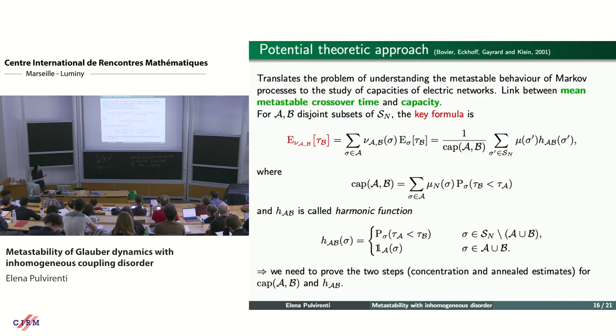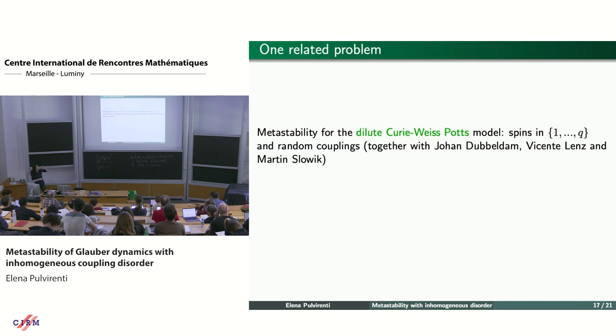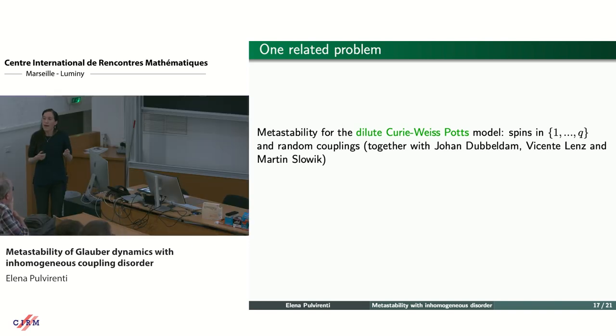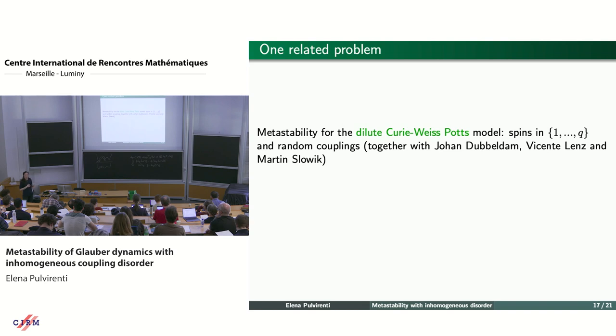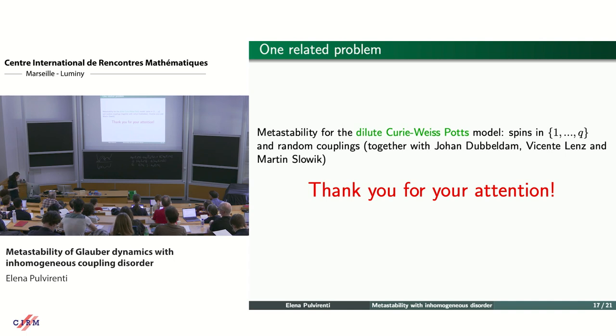So let me conclude by saying that there is one related problem I'm working on at the moment with Johan Dubbeldam, Vicente Lenz, and Martin Slovic, which instead deals with the dilute versions of the Potts model, where you have, say, Q colors. Each spin can be not only plus or minus, but can have Q colors. And then my free energy has similar behavior as in the previous talk, with different minima, and it's more complicated, of course. And with this, I would like to thank you for your attention.